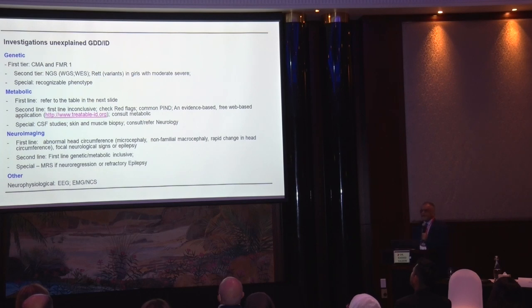At the moment, from a genetic point of view, microarray and fragile X are first-tier, but whole genome sequencing, as we were doing in the UK, because there we are now doing it more liberally, is still second line. But if you have already got microarray, you can request this.